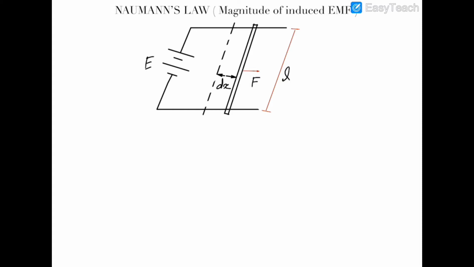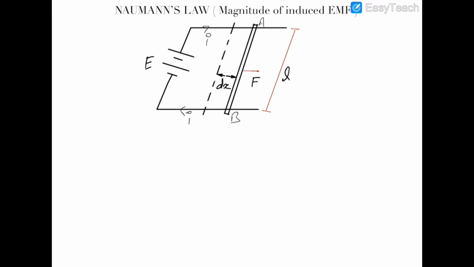For that, they used an arrangement in which there was a circuit containing a cell of some EMF, and two copper strips were attached to that cell, and a rod AB was sliding on those two copper strips, and the length of the rod was L. Now, the complete resistance of this circuit is R, and therefore the cell will drive some current in this circuit.